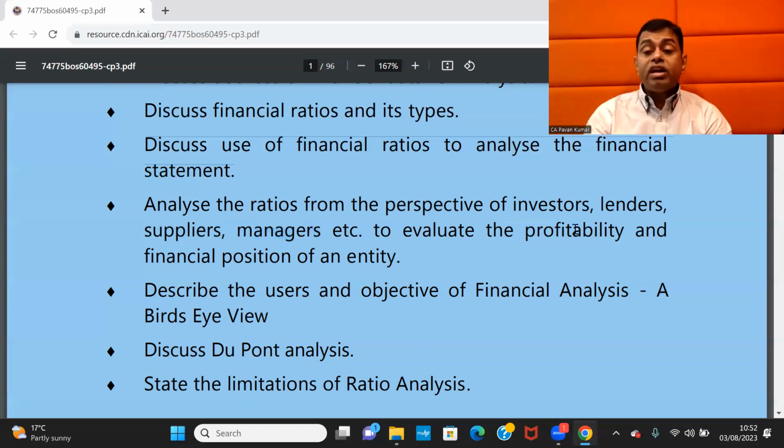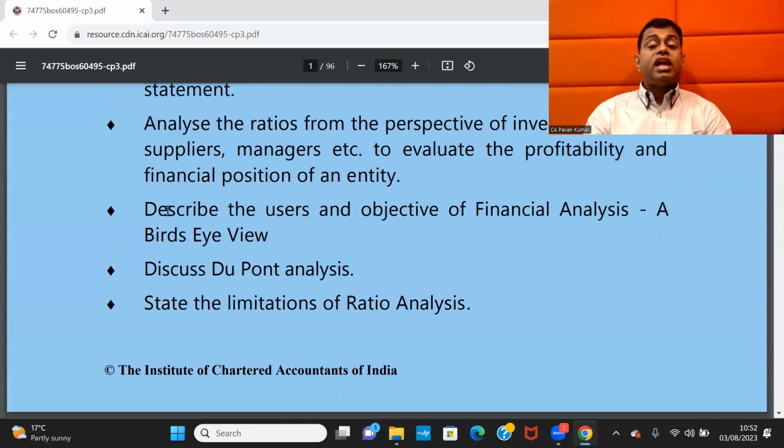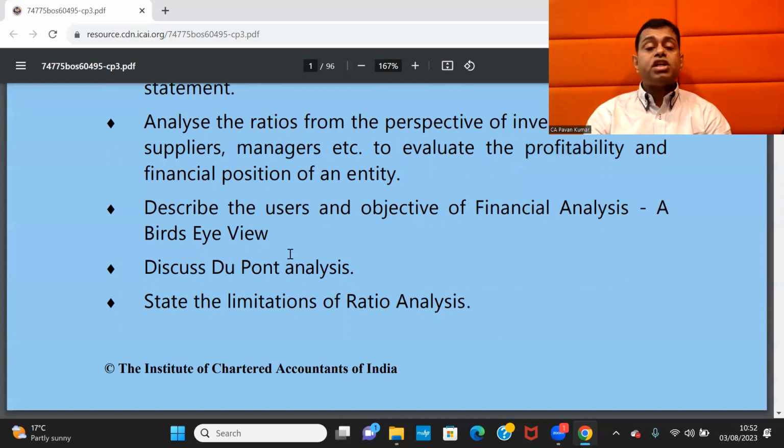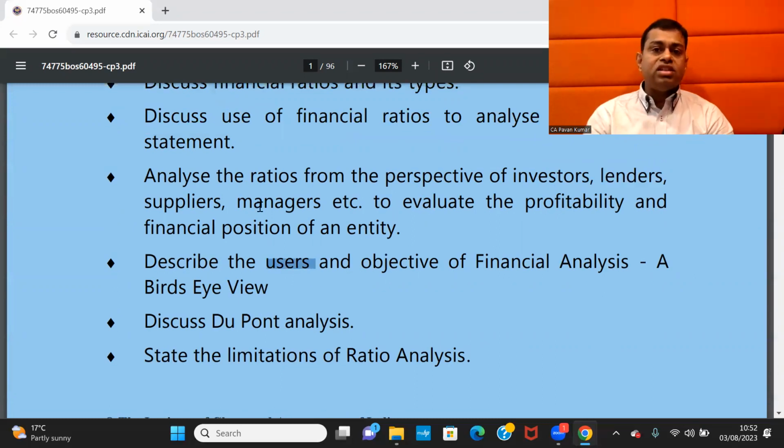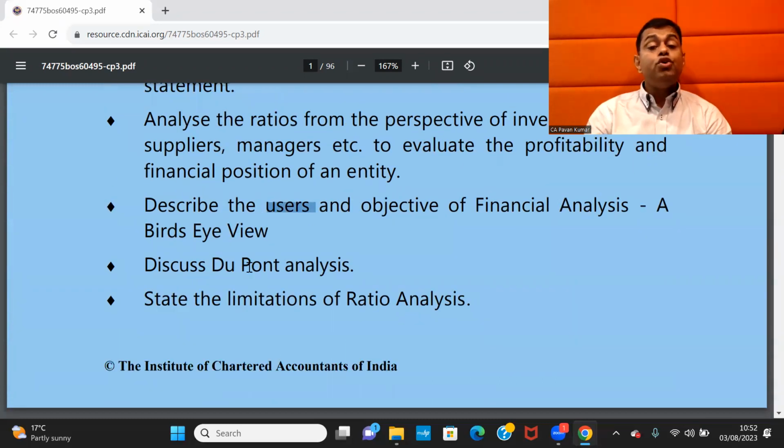To evaluate profitability and financial position of an entity. Describe the users and objective of financial analysis, a bird's eye view. So who are the users? These are the users: investors, lenders, suppliers. Discuss DuPont analysis.